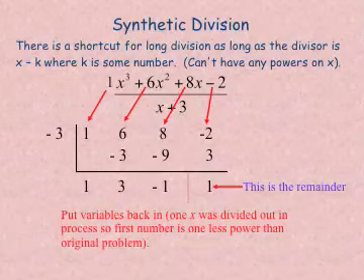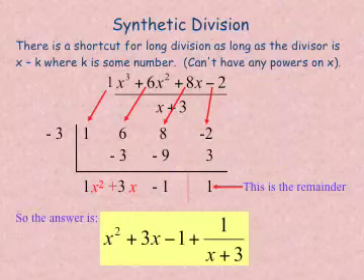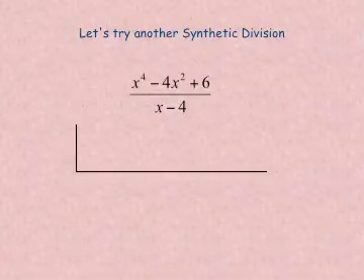We're going to put variables back in, and we need to make sure that we start with an x that is 1 power less than our original problem because we've divided 1x out. So this will look like 1x squared plus 3x minus 1. We also need to take care of the remainder the way we did in the long division problems. So our solution looks like this. Let's try another one.